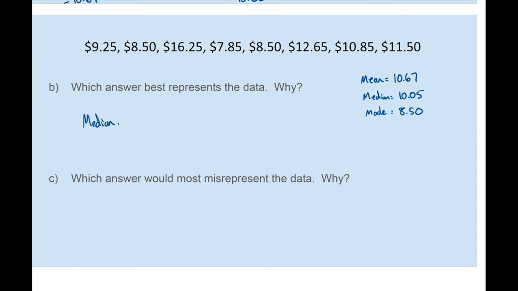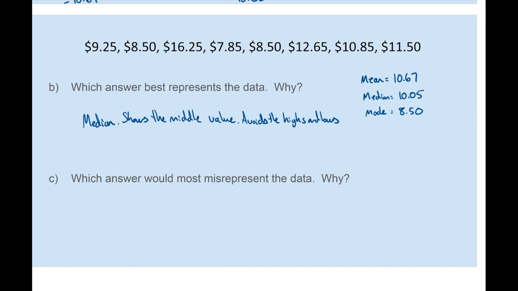And why? Well, it shows the middle value. So it's roughly in the middle of what people really earn. It shows where everyone stands, and it avoids the highs and lows.